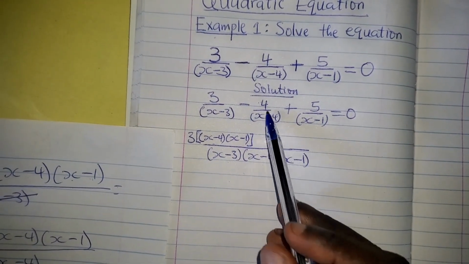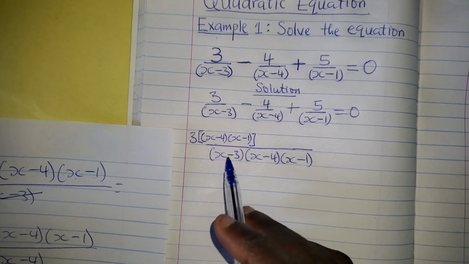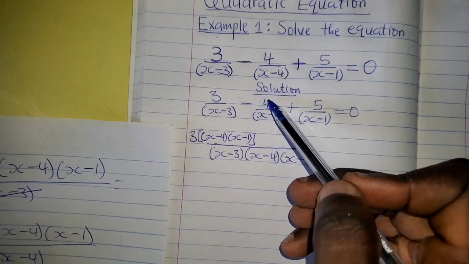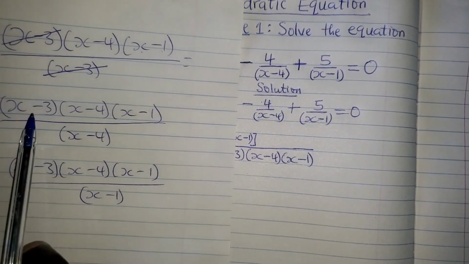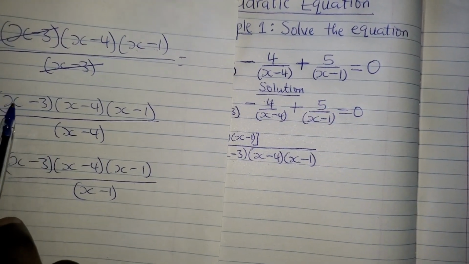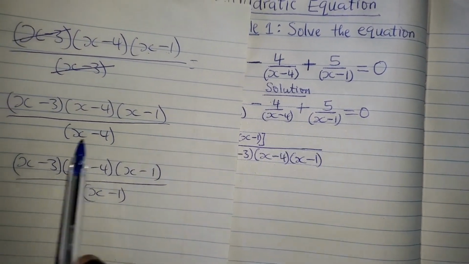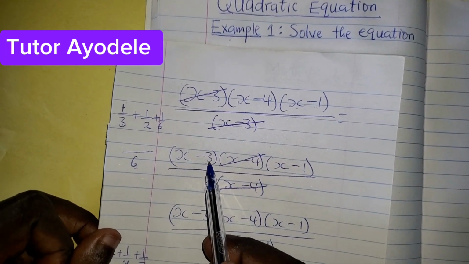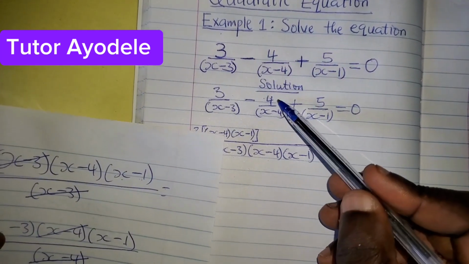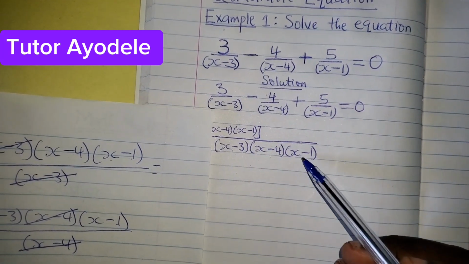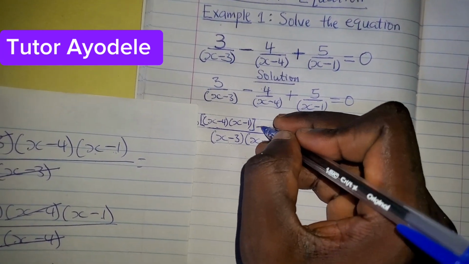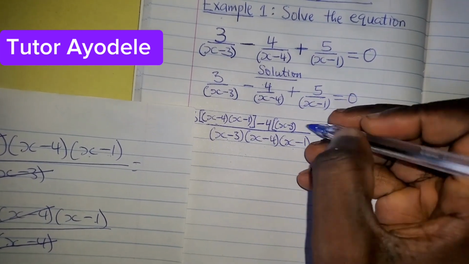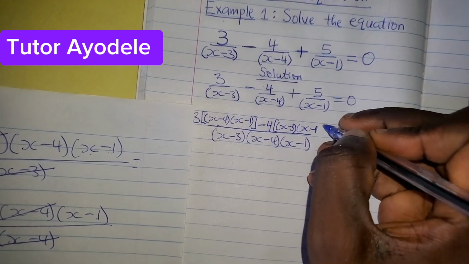Okay, the same thing is applicable to this. I will divide the LCM here by this x minus 4, so whatever I have, I will use to multiply this 4. That was what I did here. This LCM is this divided by this x minus 4, which is this. So this x minus 4 will cancel this x minus 4. I will be left with what? x minus 3 and x minus 1. So I will multiply this 4 by x minus 3 and x minus 1. So here I have minus 4 into brackets (x minus 3)(x minus 1).